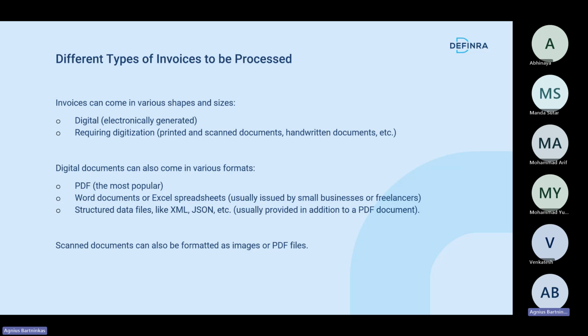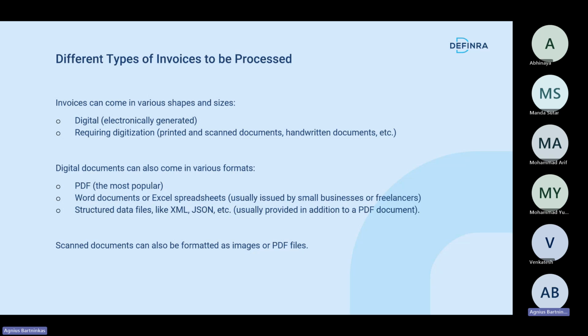Or we can also get some structured data files like XML or JSON or things like that, which are actually great because they contain all of the information about the invoice in a structured format that's easy to ingest into any system. Those are really cool. They usually come in addition to a proper PDF document, so that they're both human-friendly, but also very automation-friendly. It's great when we receive those, but they're pretty rare. Only some suppliers actually bother to do that.